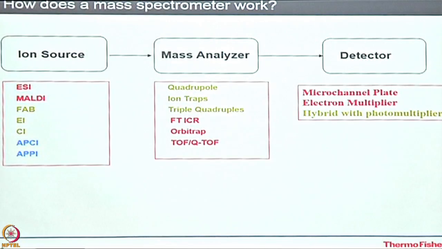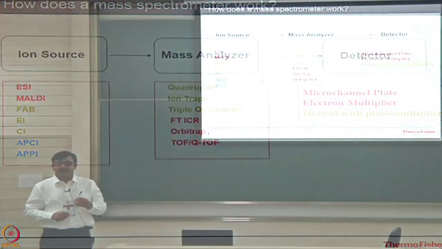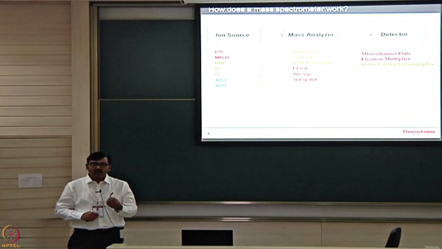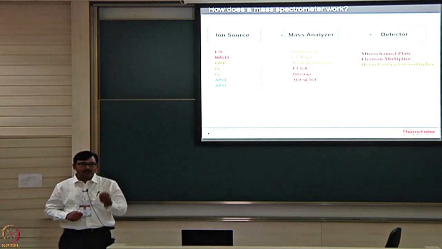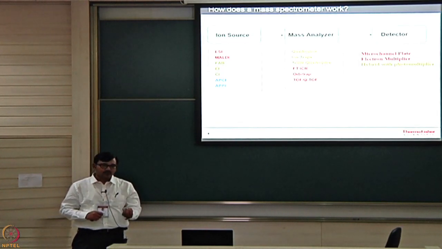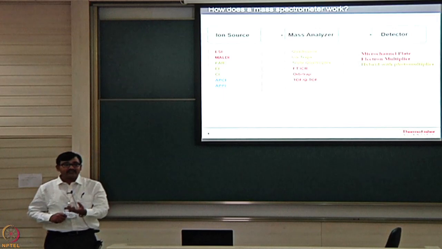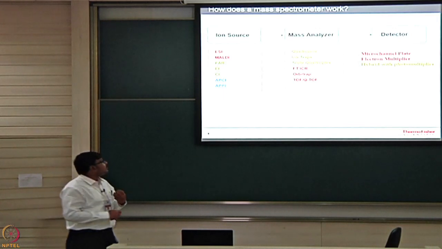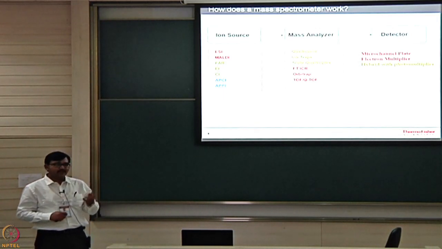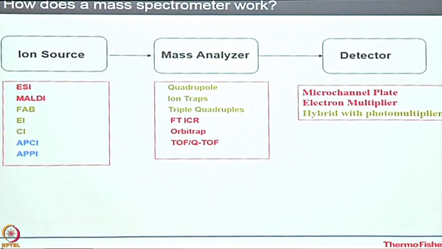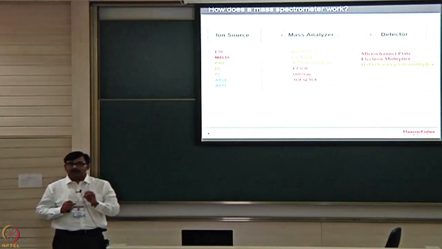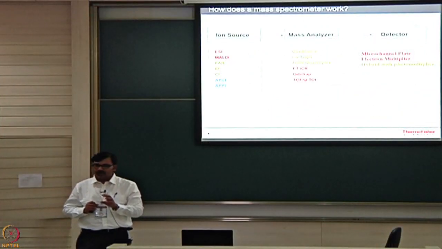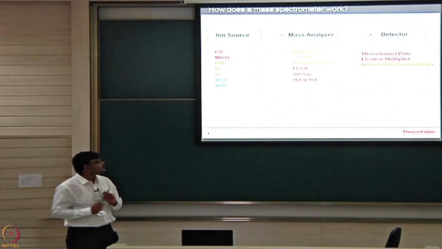The other modes of ionization, like FAB, electron ionization, and chemical ionization, are very hard ionization, where when you put your biomolecule in, it will fragment in the source, so you will not get the exact mass of the molecule. So it is applicable only to small molecules like chemical compounds. And APCI and APPI, atmospheric pressure chemical ionization and photoionization, are exclusively for non-polar molecules.